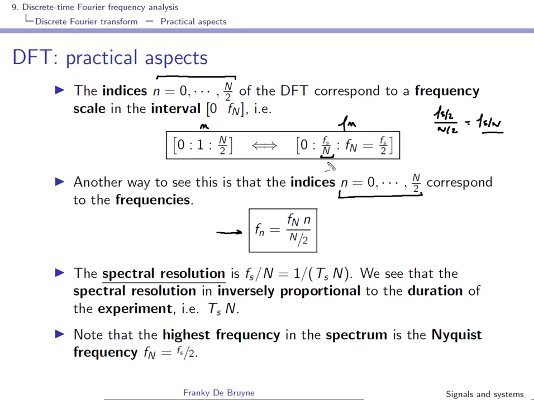This here is the spectral resolution, and you can rewrite it as 1 over Ts times N, and this is the duration of the experiment, right? So the spectral resolution is inversely proportional to the duration of the experiment. Notice also, and we've seen that in the previous example, that the highest frequency present in the spectrum is of course the Nyquist frequency, which is the sampling frequency divided by 2.